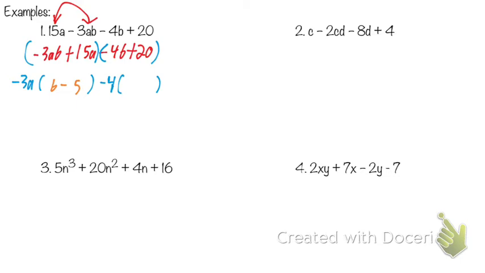Let me know if I don't actually say what you're saying. Okay, in a moment. So, our GCF was a negative 4. What are we left with in this parenthesis? B minus 5. Now, Jaden's noticing, hey, that's the same thing in the parentheses.